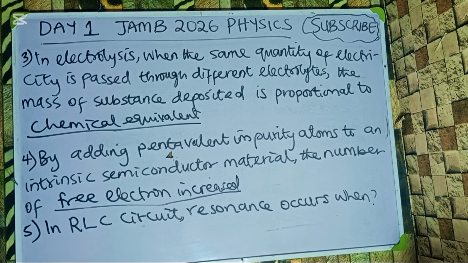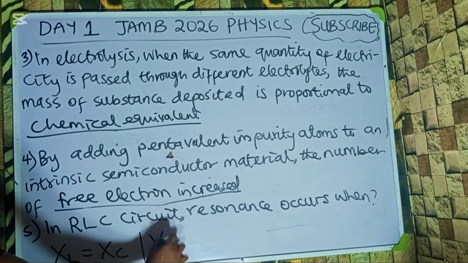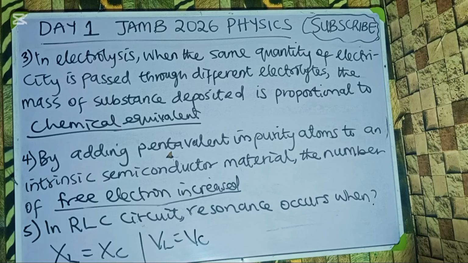Question 5. In RLC circuits, resonance occurs when XL equals XC. That also means that VL equals VC at resonance. And also at resonance, maximum current is obtained. Please don't forget this in case you see something like it in your question.